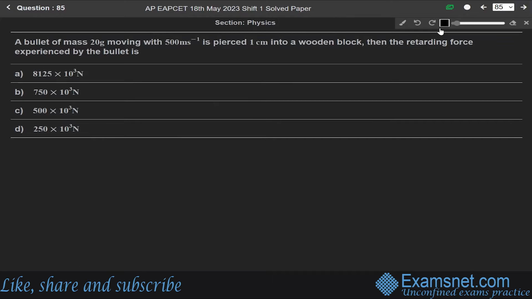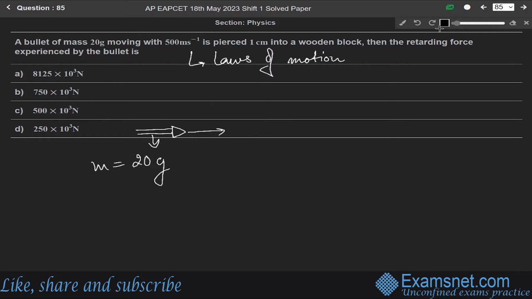Now next question 85. A bullet of mass 20 gram moving with 500 meter per second pierces 1 centimeter into a wooden block. Then the retarding force experienced by the bullet is. Okay. So this question is from the chapter of laws of motion. First of all, we'll try to understand this question. Let us say there is a bullet, okay? Its mass is 20 gram, and it is moving with a speed of 500 meter per second, okay?